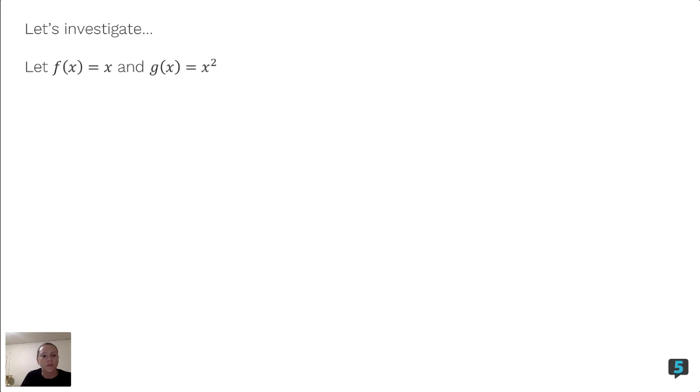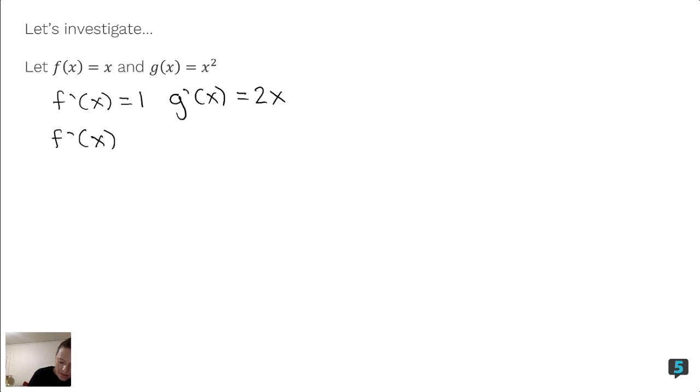Let's say that f of x equals x and g of x equals x squared, okay? I think we would all agree that the derivative of f of x is 1, and the derivative of g of x is 2x. So if we were to simply multiply those two derivatives, f prime of x times g prime of x, we would get 1 times 2x, which is just 2x.